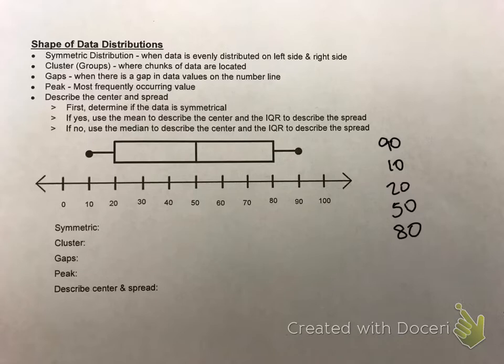So, first question, is it symmetric? That's a yes or no. In this case, it is. So, we're going to write yes. Identifying any clusters. Well, because we don't have all of the numbers, we can't really identify any clusters. So, we would say cannot identify cluster.